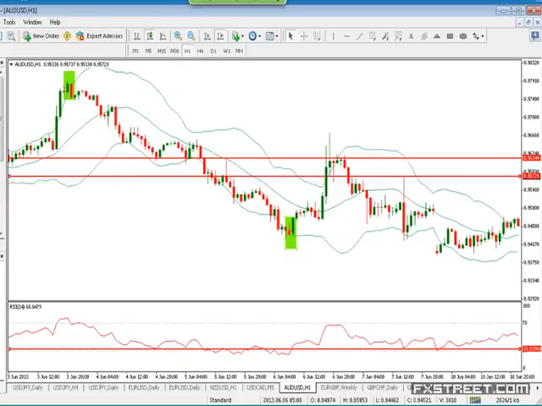Alright, this is how we use the RSI in complement along with the Bollinger Bands.